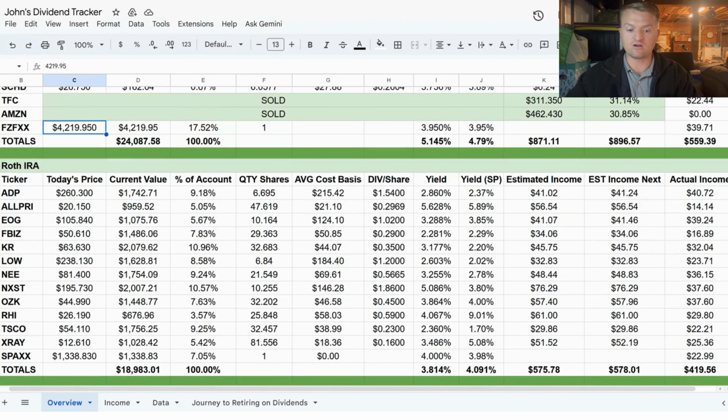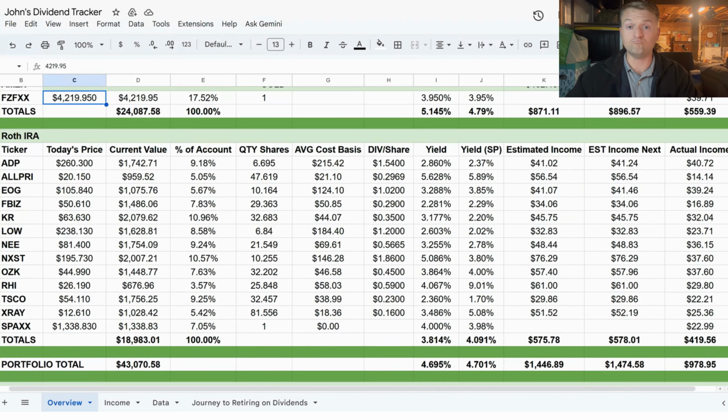Jumping down to the Roth IRA, mostly nothing to report. However, there's something annoying for now that we'll fix in the future. If we go to these yields, I gotta fix that too, sorry, I forgot. My cost basis yield, which is this column, is at 3.814%, and then my yield if I bought all these stocks today is 4.091%.